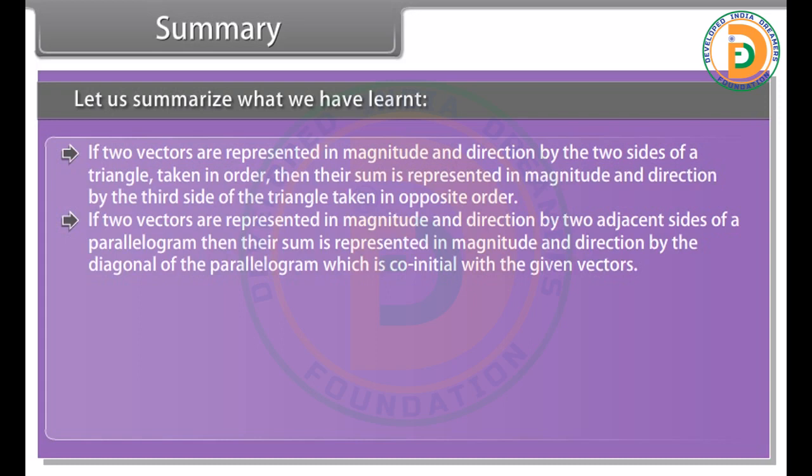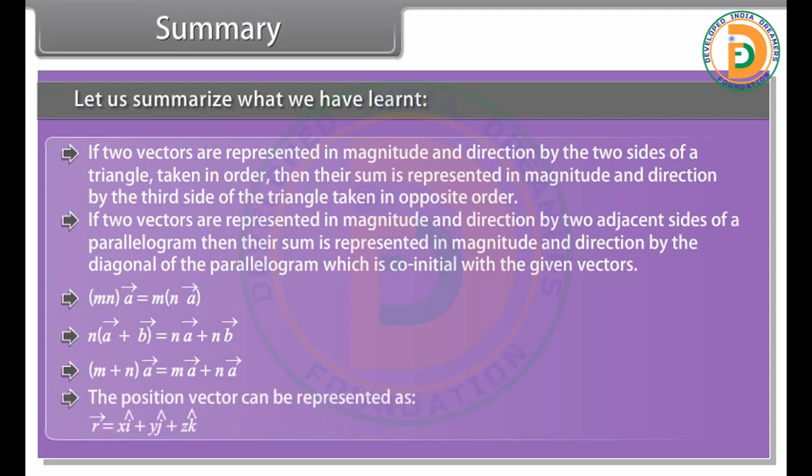If two vectors are represented in magnitude and direction by two adjacent sides of a parallelogram, then their sum is represented in magnitude and direction by the diagonal of the parallelogram, which is co-initial with the given vectors. m n times vector A equals m into (n vector A). n into (vector A plus vector B) equals n vector A plus n vector B. (m plus n) into vector A equals m into vector A plus n into vector A.